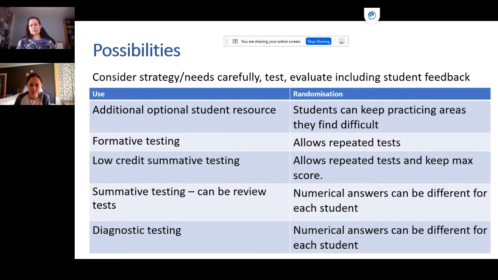And finally, diagnostic testing. It's more challenging to set up and design diagnostic testing, but it does mean that students, instead of being presented with a whole lot of questions, some of which they may not be able to do, you can effectively put a course through the questions that suits each particular student.